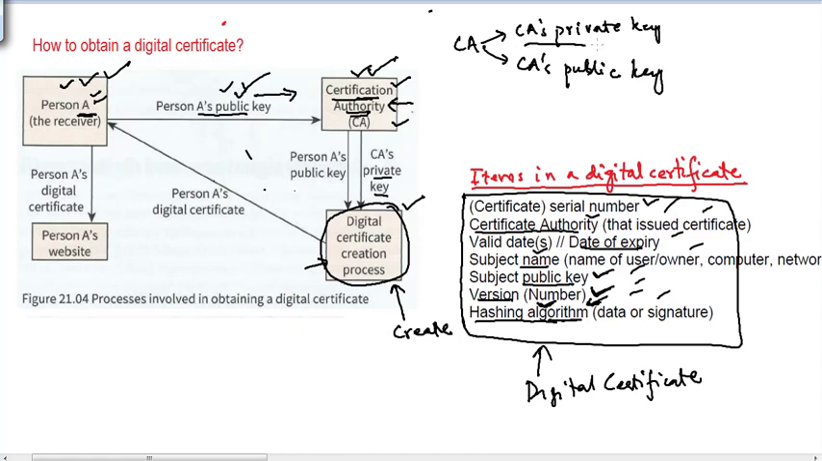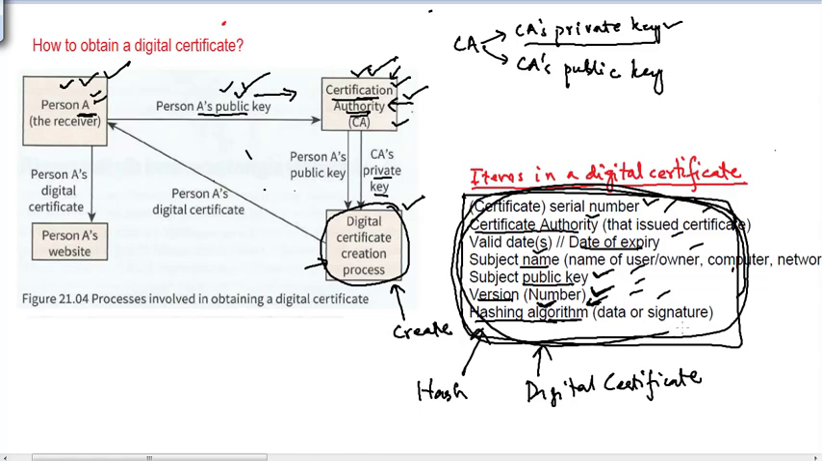The private key of the certification authority obviously is only known to this certification authority. It does not share it with anyone. So what the certification authority does is it takes a look at the digital certificate and all the information inside the digital certificate. It creates a hash value for all of this information in the digital certificate. It then encrypts that hash value using CA's own private key.